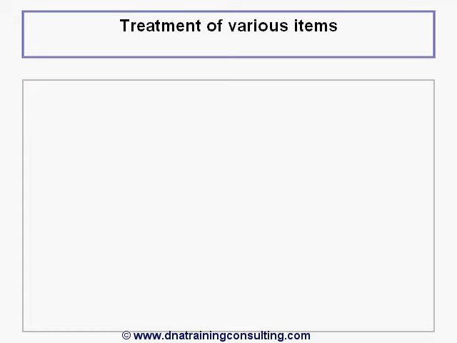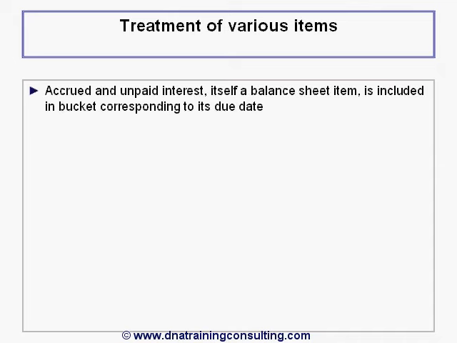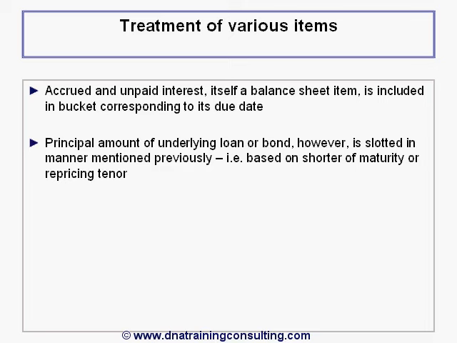We now illustrate how various items are included in the gap report. Accrued and unpaid interest, itself a balance sheet item, is included in the gap report in the time bucket corresponding to its due date. The principal amount of the underlying loan or bond, however, is slotted in the manner mentioned previously, i.e. based on the shorter of its maturity or repricing tenor.